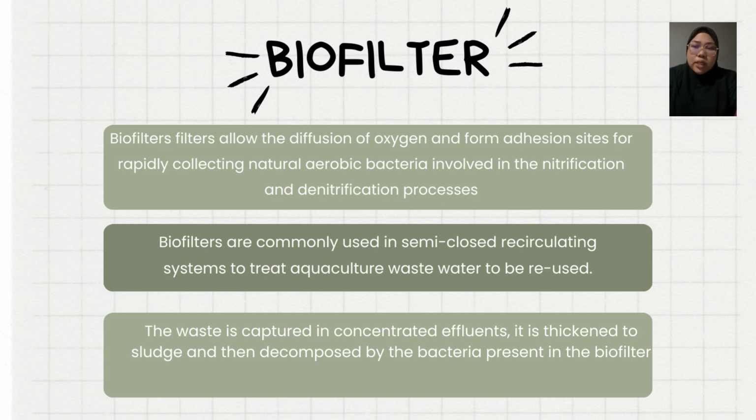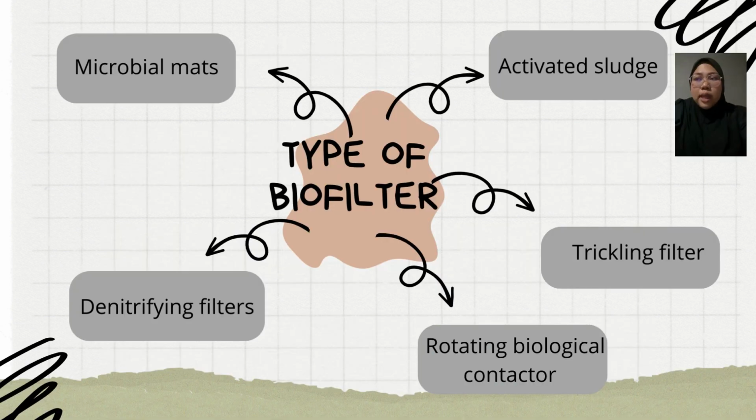The bioremediation efficiency of the biofilter makes the recirculating aquaculture system recommended in marine aquaculture as an effective way of reducing aquaculture wastewater pollution. Next, these are the types of biofilter. First is microbead, then activated sludge, trickling filter, then rotating biological contactor, and last is a denitrifying filter.